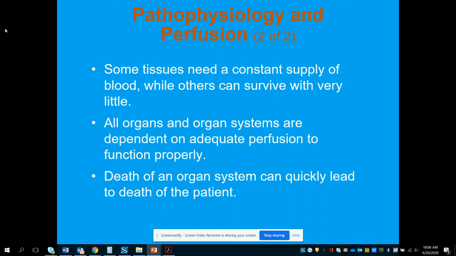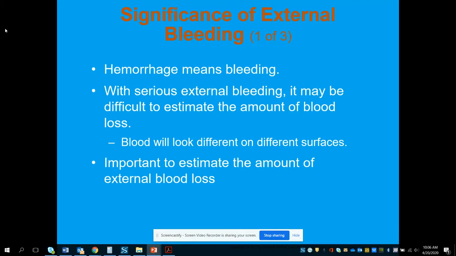But we were talking about heart damage, things like that. That's things that cannot be replaced, brain damage, and so that could quickly lead to death of the patient. Now, looking at external bleeding, the term hemorrhage can be interchanged with bleeding.